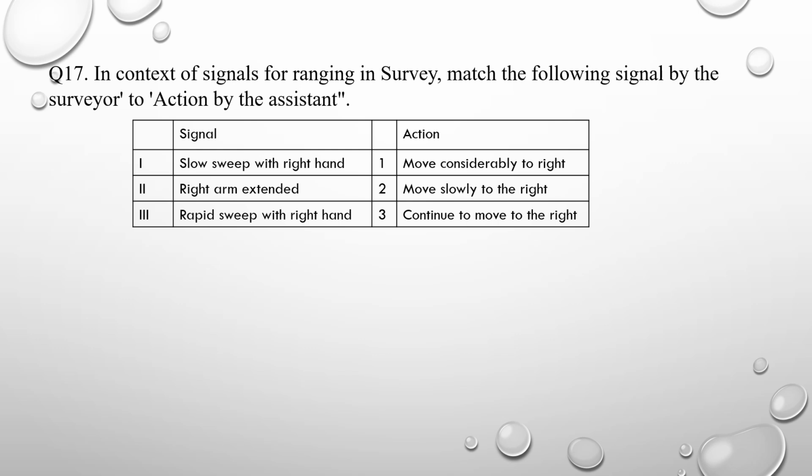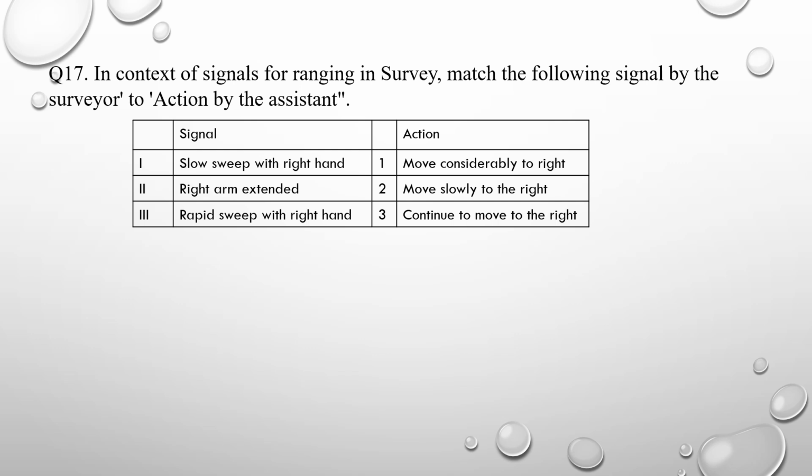If they ask for left hand, so slow sweep with left hand, then the answer should be move slowly to the left. Then second, right arm extended. The answer is continue to move to the right. Like that, if they ask for left arm extended, then the answer should be continue to move to the left.